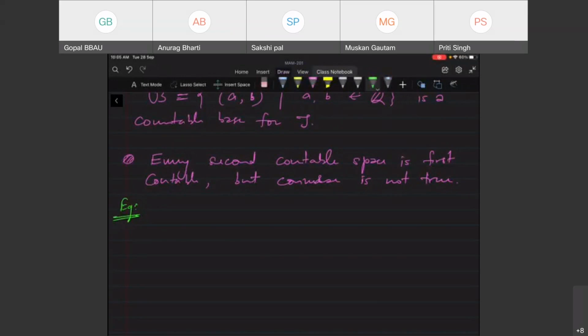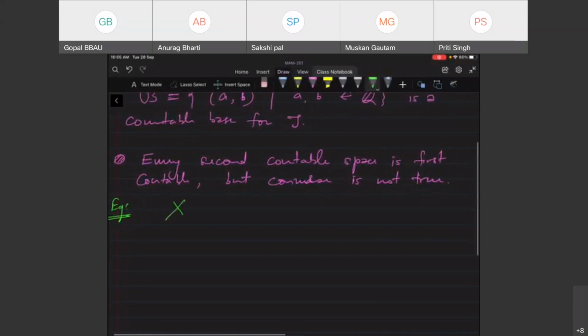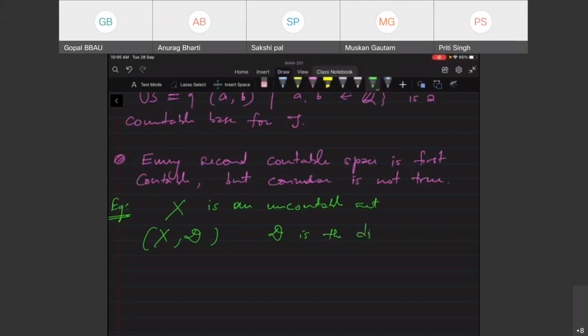R with discrete topology. You can give X where X is an uncountable set. Okay, then take the uncountable set X with D, where D is the discrete topology on X. Then this space is first countable, however, it is not second countable.